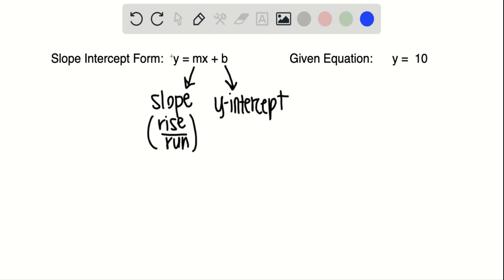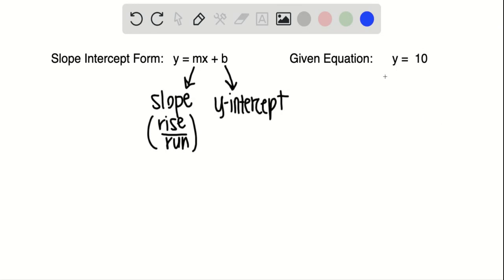Slope-intercept form is written in the form of y is equal to mx plus b, where m is always the slope, considered as rise over run, and b is always the y-intercept. Notice that b is a constant by itself, and slope is always paired up as a coefficient with the letter x, or variable x. In this equation, we are given just simply y is equal to 10.